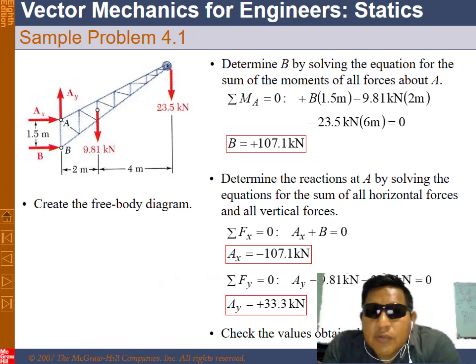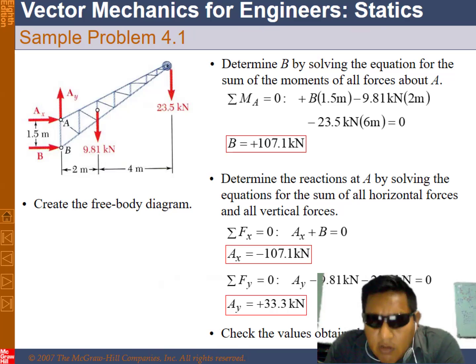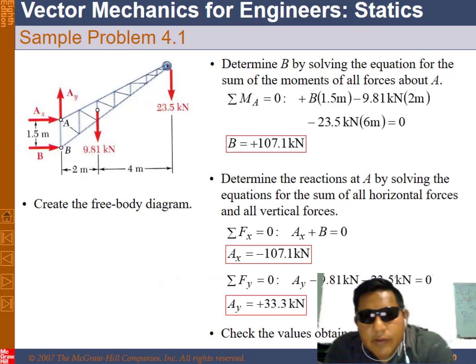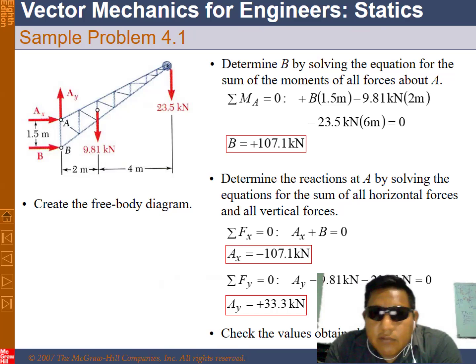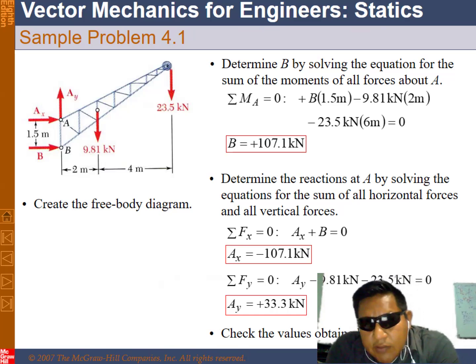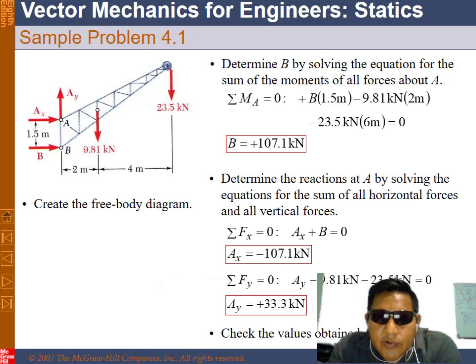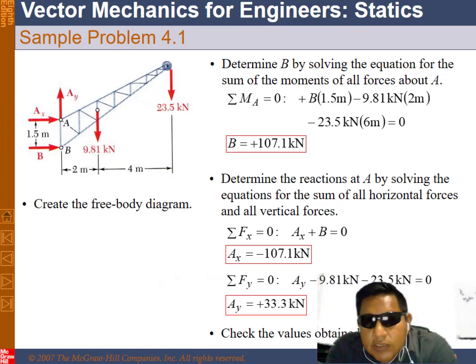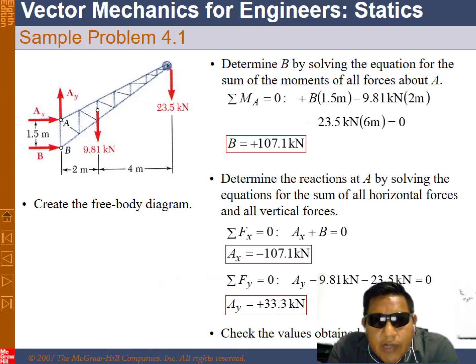Follow me. Determine B by solving the equation for the sum of the moments of all forces about A. Summation of moments about A equals 0: plus B times 1.5 meters, minus 9.81 kilonewtons times 2 meters, minus 23.5 kilonewtons times 6 meters, equals 0. The resulting reaction B is 107.1 kilonewtons.